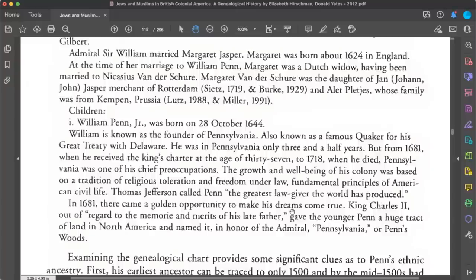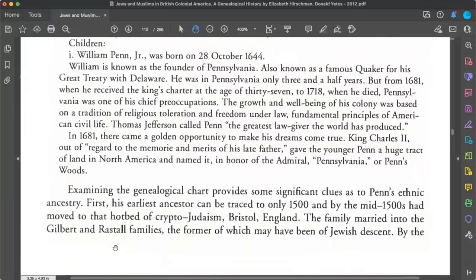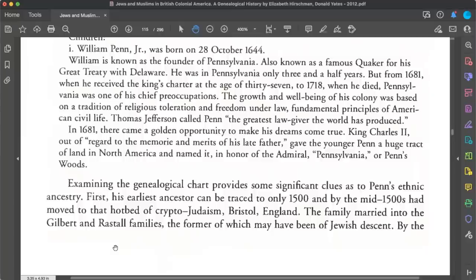In 1681, there came a golden opportunity to make his dreams come true. King Charles II, out of a regard to the memory and merits of his late father, gave the younger Penn a huge tract of land in North America and named it in honor of the Admiral, Pennsylvania, or Penn's Woods. Examining the genealogical chart provides some significant clues as to Penn's ethnic ancestry. First, his earliest ancestor can be traced to only 1500, and by the mid-1500s had moved to that hotbed of crypto-Judaism, Bristol, England, all right? Bristol, England, a place where a lot of crypto-Jews are, okay?